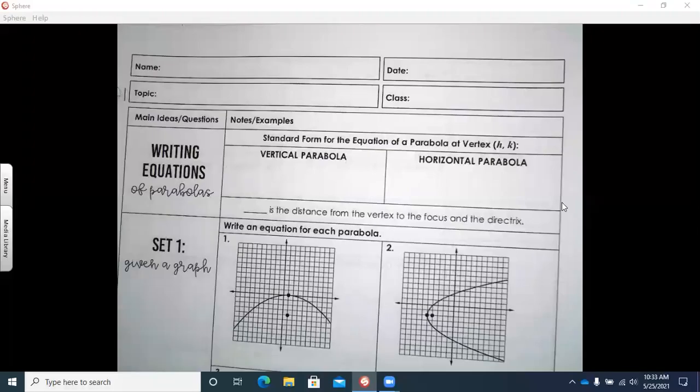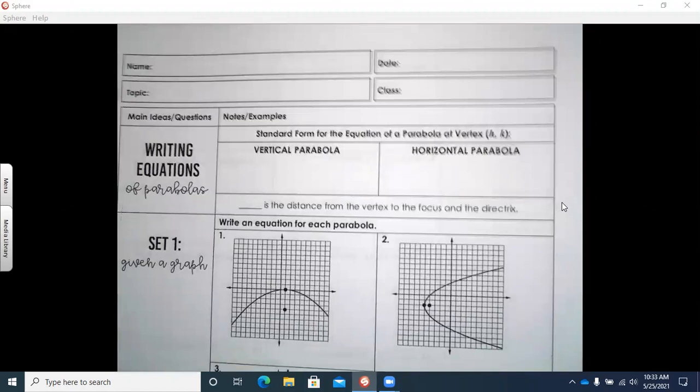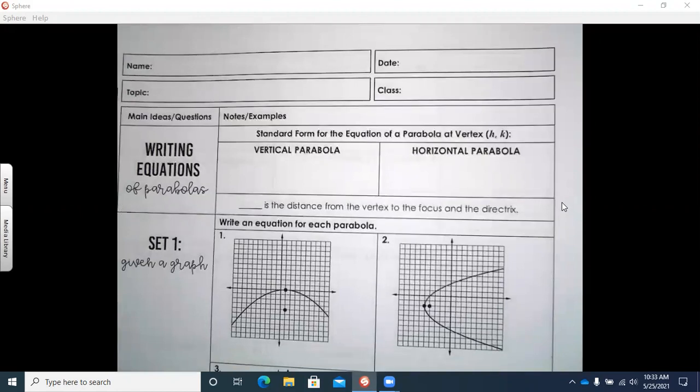All right, today we are taking notes on writing equations of parabolas, which we have done already, but we've written equations of parabolas from another equation that just wasn't in standard form, so we converted it to standard form. What we're doing today, we're still writing equations of parabolas in standard form, but when given a graph or given two pieces of information, like the focus and vertex or something. So that's how it's different than what we've already done.